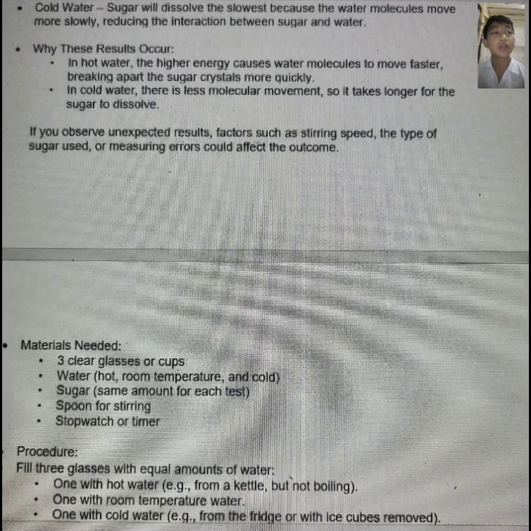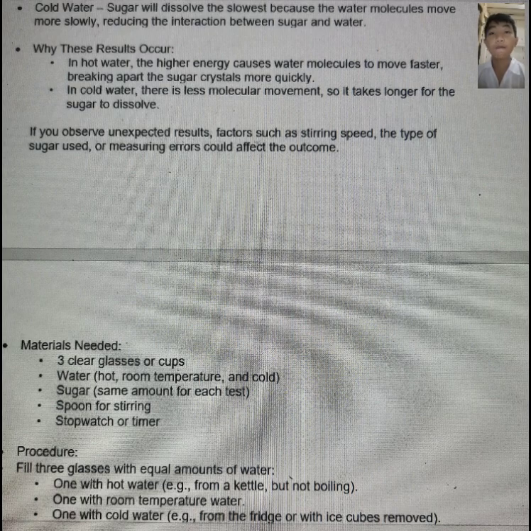Here are the steps and processes to conduct this experiment. Materials needed are three clear glasses or cups, water (hot, room temperature, and cold), sugar, the same amount for each test, a spoon for stirring, and a stopwatch or timer.